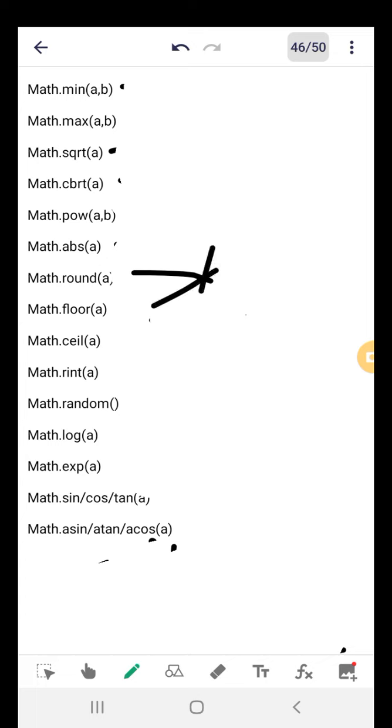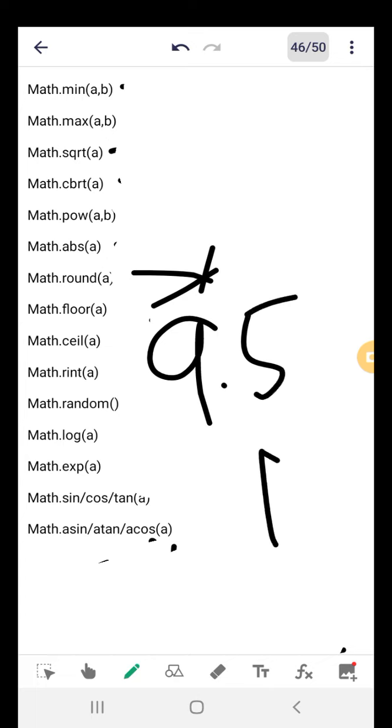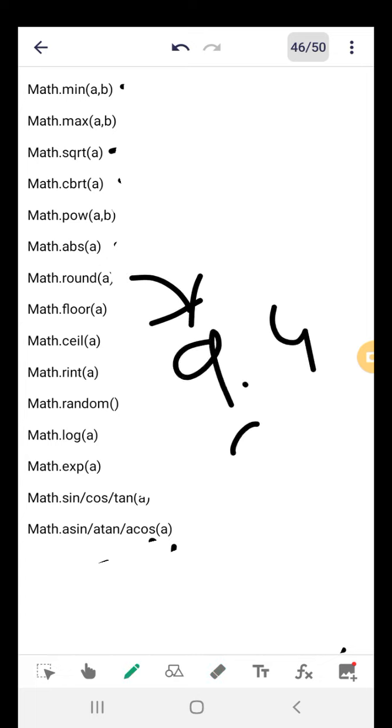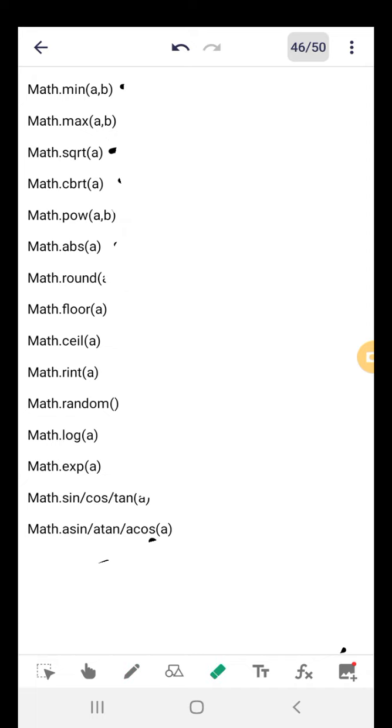Mat.round will round off the number whatever is present there. Maybe if it is 9.5, it will return you 10.0. Round off works like this, obviously, I think you know. If it is 9.4, it will return you 9.0. It will just return the nearest integer. It's just normal round off.